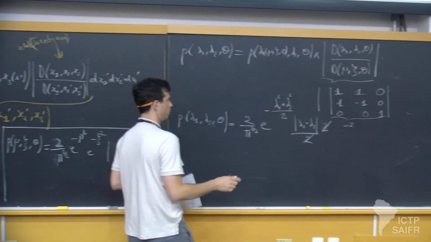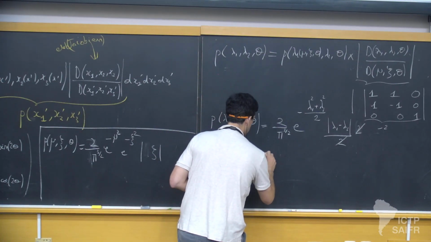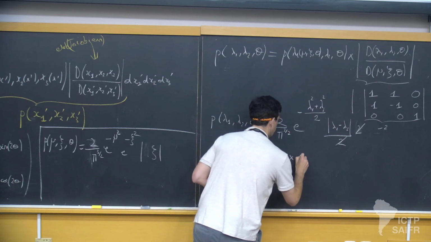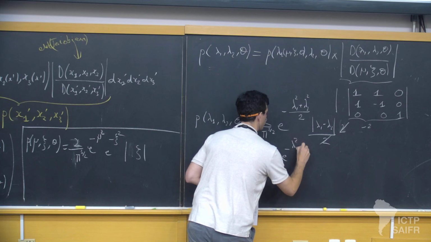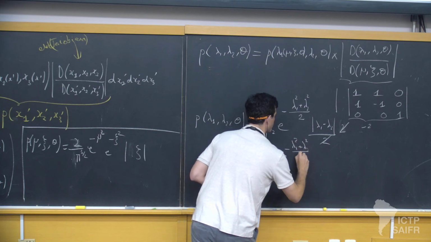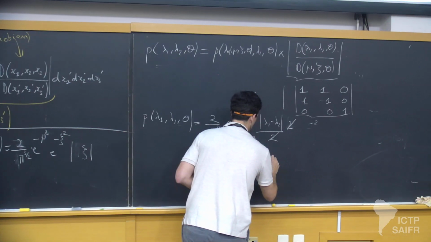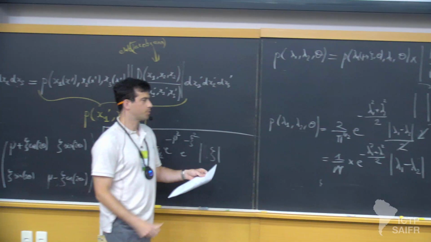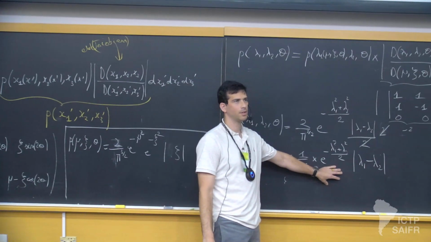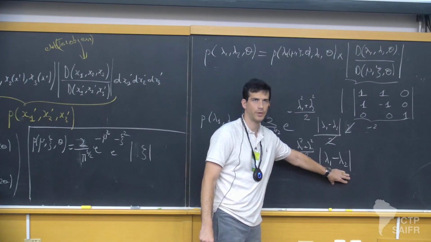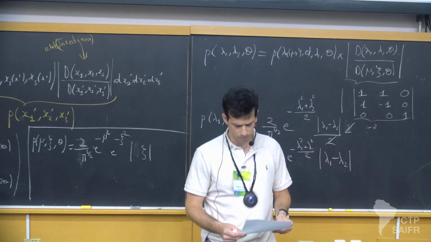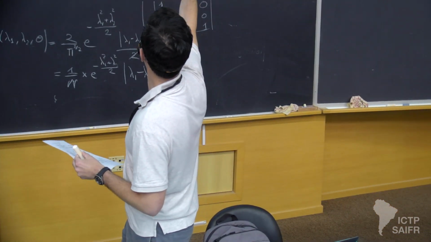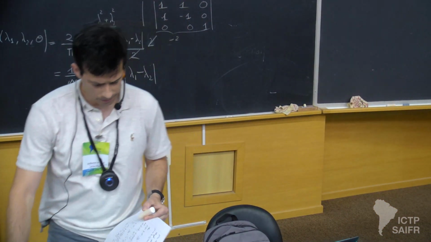So if I just drop the normalization for now, you see this is equal to some normalization constant times exponential minus (lambda 1 square plus lambda 2 square) over 2, times the absolute value of lambda 1 minus lambda 2. So the first part may seem like it's Gaussian, but then you have this additional term, which is the absolute value of lambda 1 minus lambda 2. So this is the answer, and this is the normalization in this case.